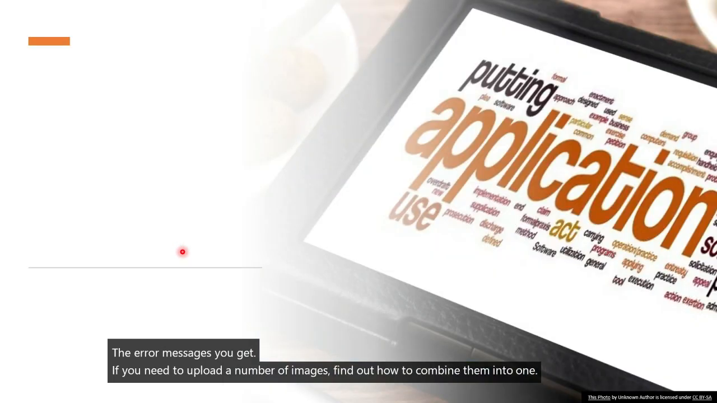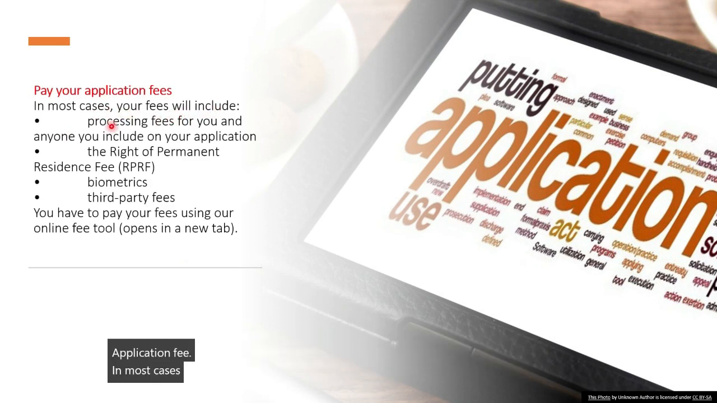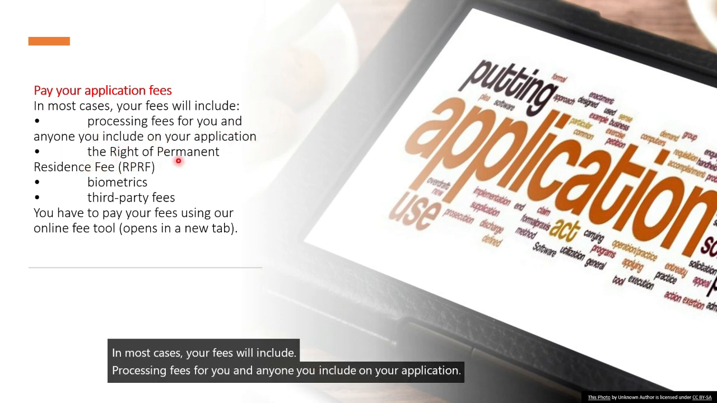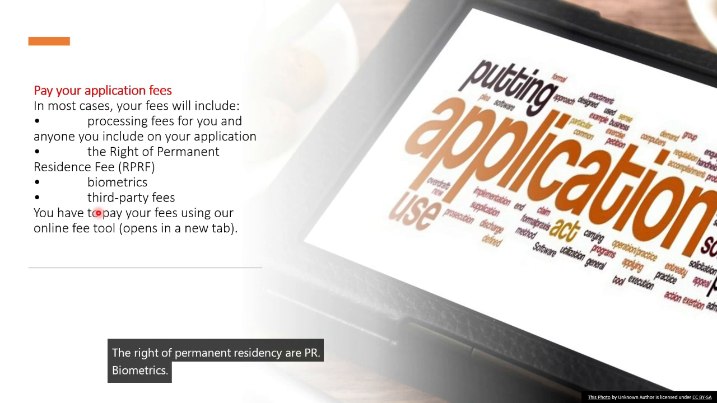Pay your application fees. In most cases, your fees will include processing fees for you and anyone you include on your application, the Right of Permanent Residence Fee, RPRF, biometrics, third-party fees. You have to pay your fees using our online fee tool, opens in a new tab.